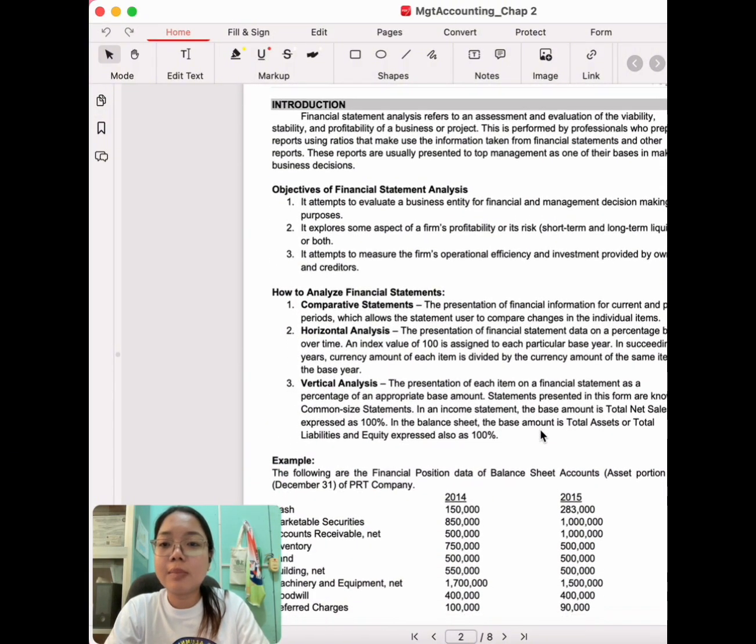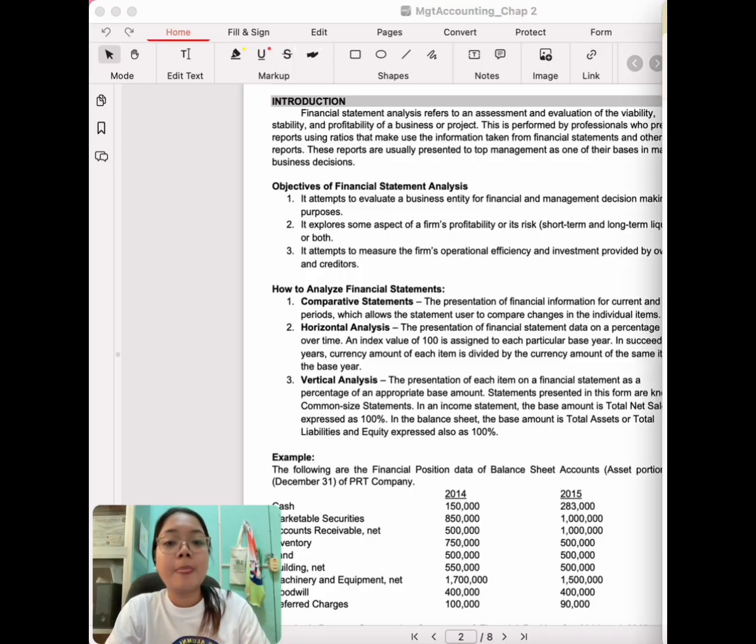So what is financial statement analysis? So, let's start with the basic concept. Ang financial statement analysis, it refers to the assessment and evaluation of the viability, the stability, and the profitability of a business or project. So, in simple words, financial statement analysis, it helps us answer the question, gaano ba ka-healthy financially ang isang business or ang isang company?